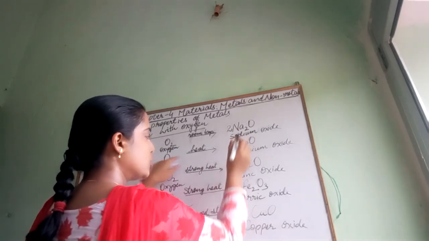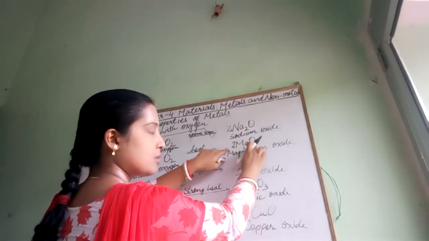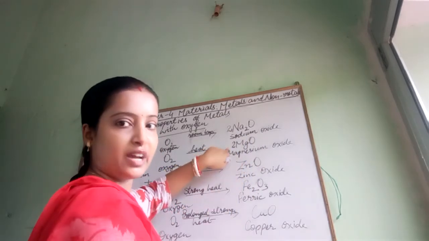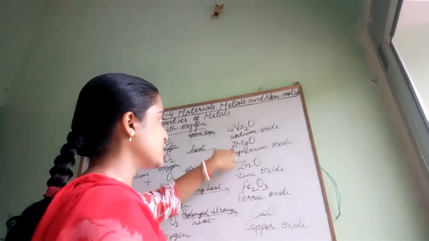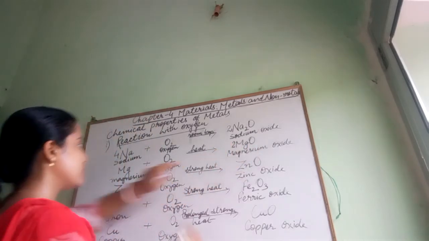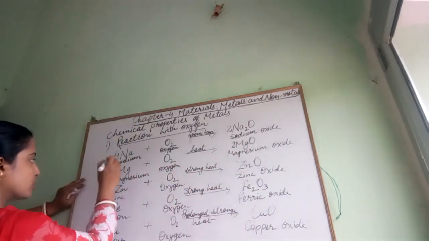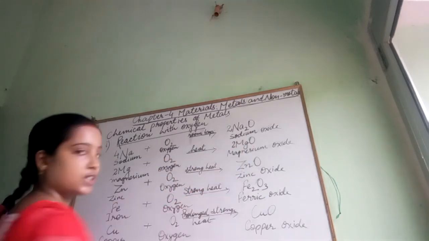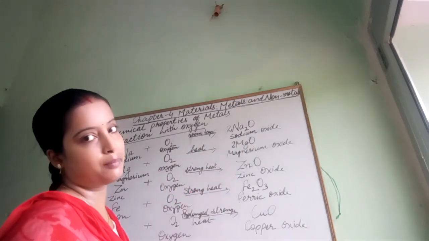So 2 oxygen, but along with oxygen Mg also becomes 2. This 2 is for both magnesium and oxygen. So what will we do? Again we will put 2 here. So 2 Mg, 2 oxygen, 2 oxygen. Now the reaction is balanced.